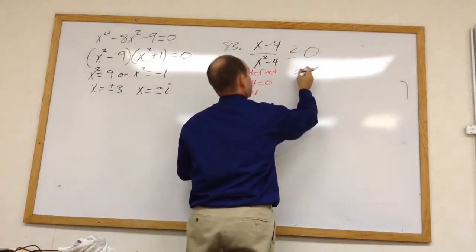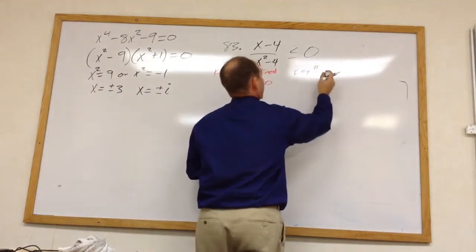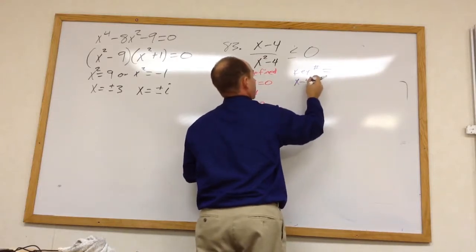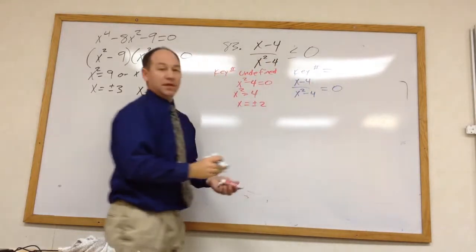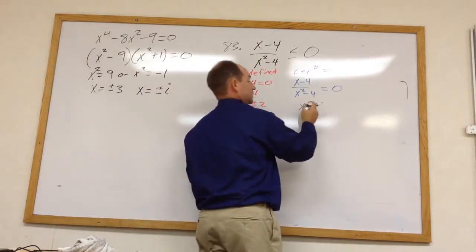We also have a key number when it's equal. When x minus 4 over x squared minus 4 equals 0. Well, when a fraction is equal to 0 is when the numerator is 0.